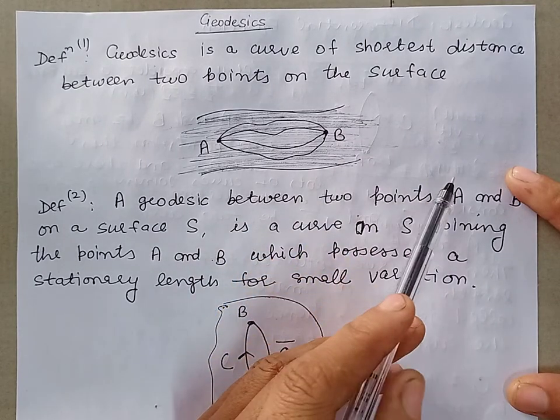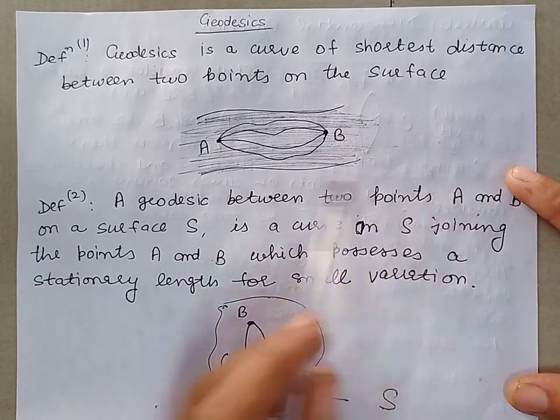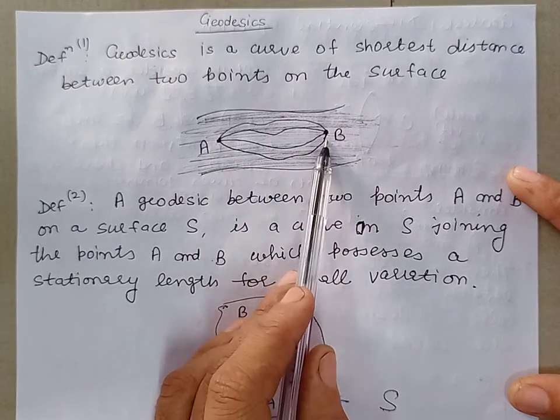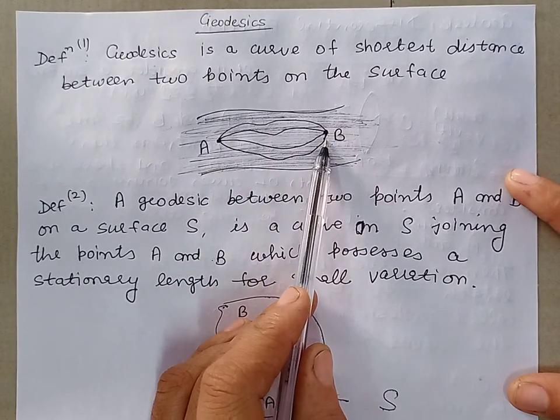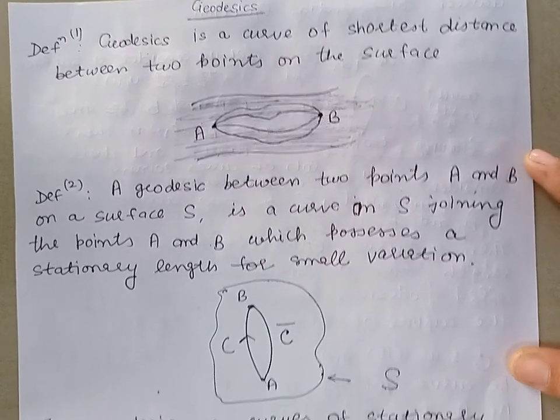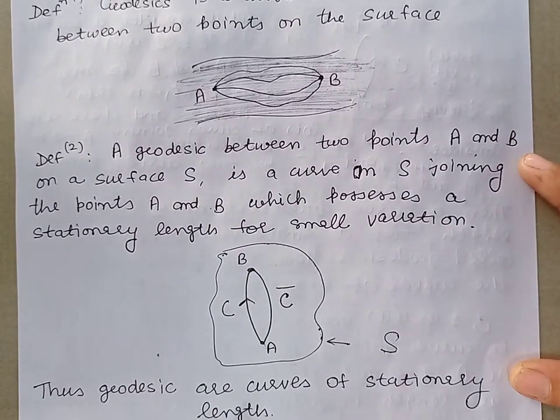For example, on a plane surface, the shortest distance between 2 points is a straight line. Now, there is another definition of geodesics.